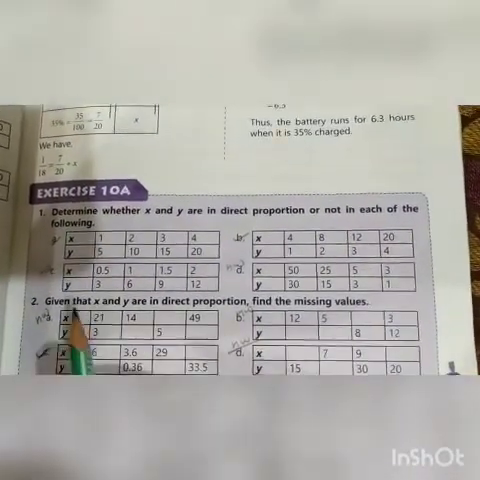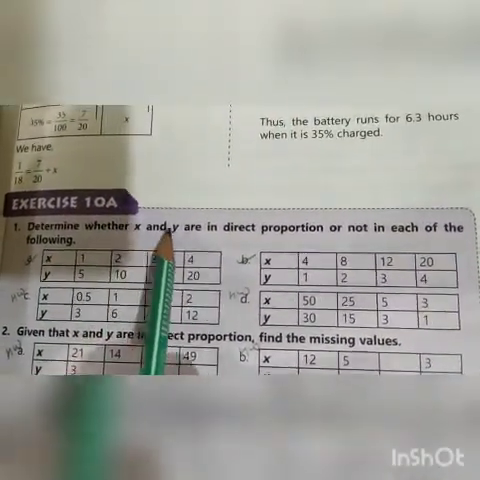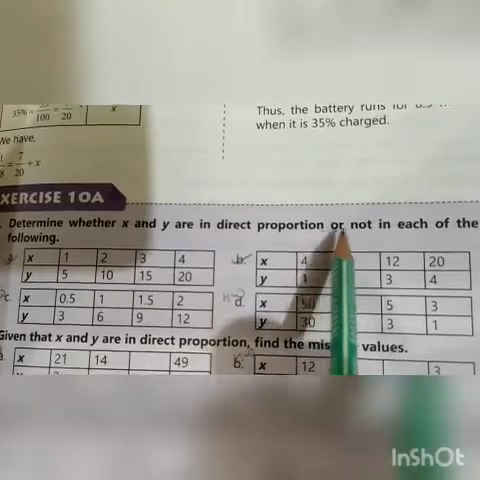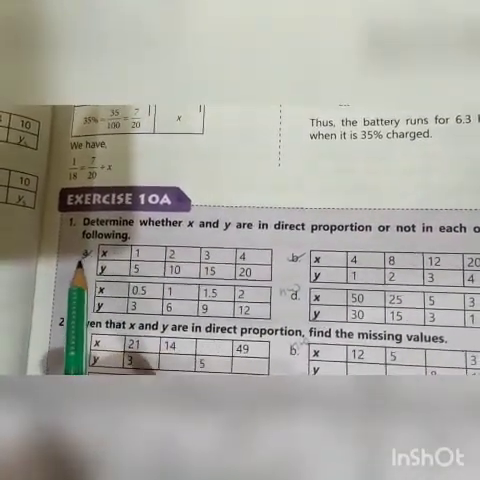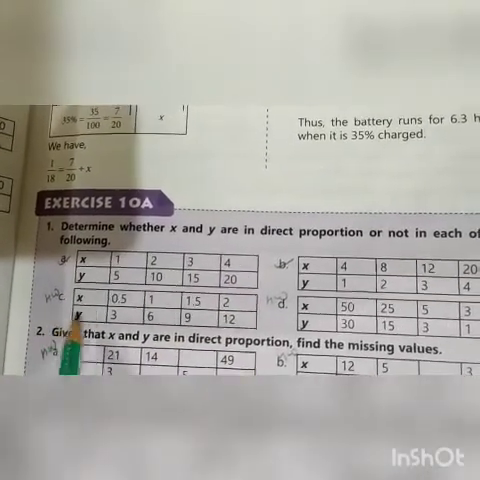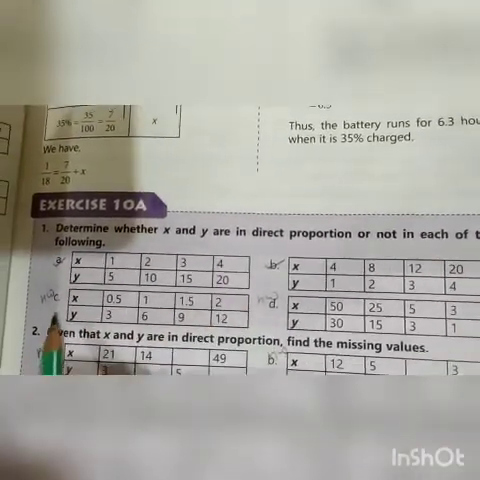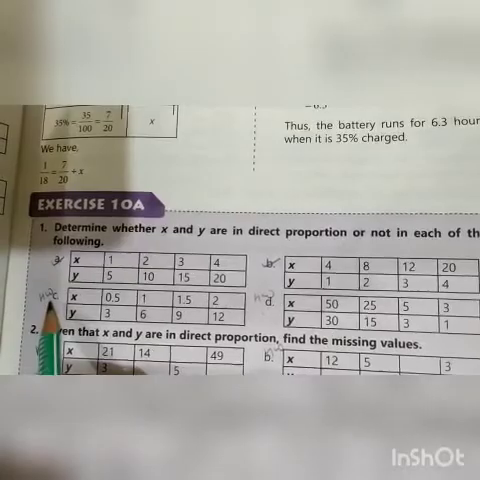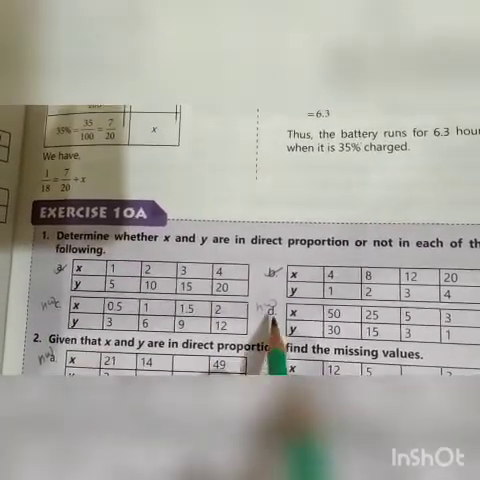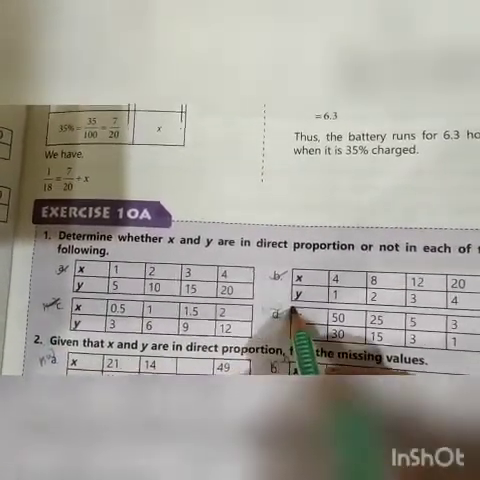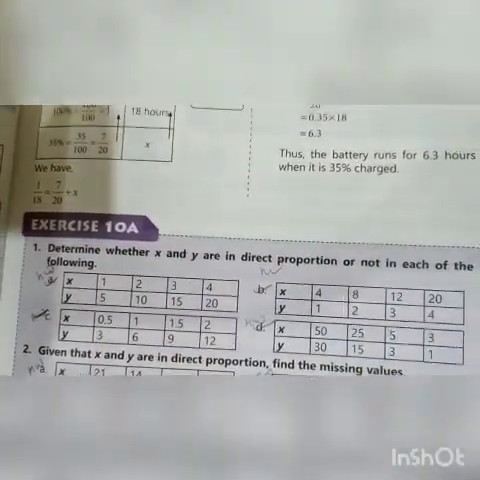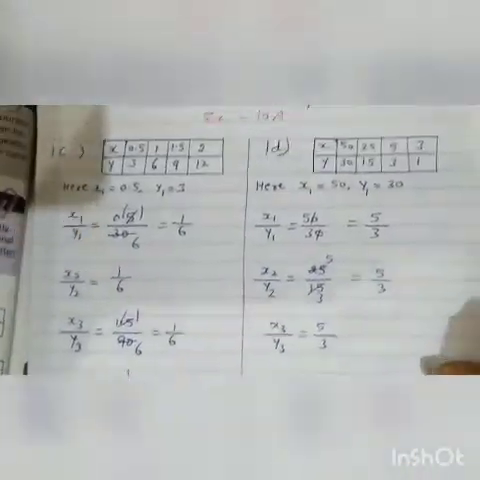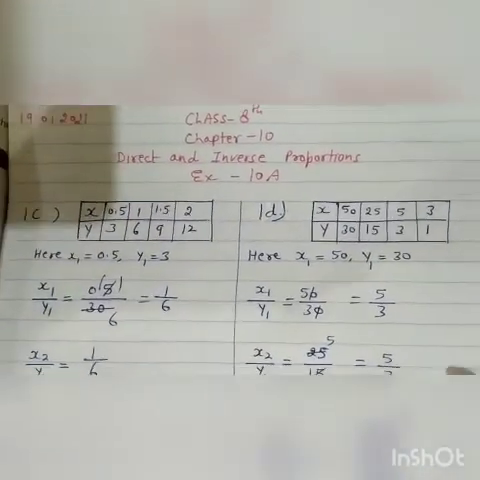See first question, exercise 10A. Determine whether x and y are in direct proportion or not in each of the following. Here there are 4 sums A, B, C and D. Students, I am explaining C and D. A and B you will do in homework. C.